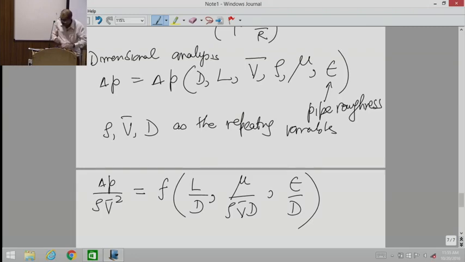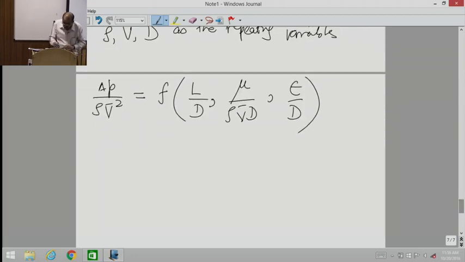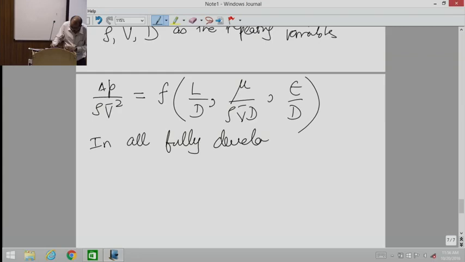Now let's see. One thing we find is that in all fully developed flows, laminar or turbulent, and this is something you would expect, the pressure drop in a fully developed flow should be directly proportional to the length. Yes?